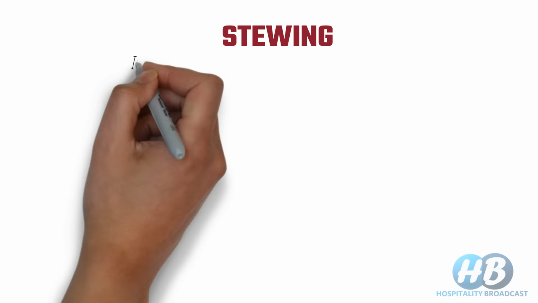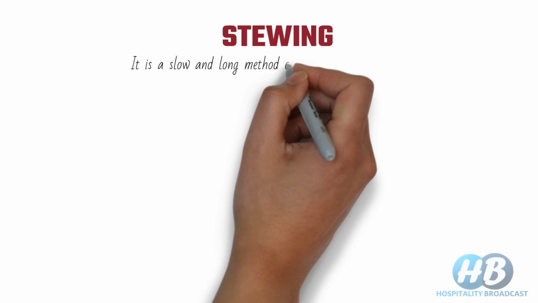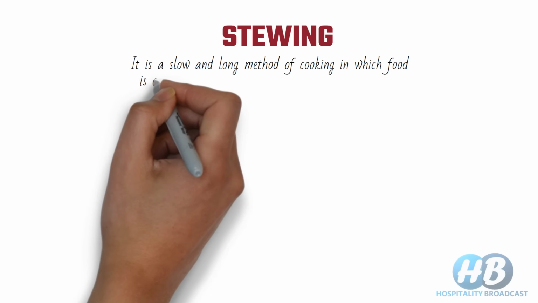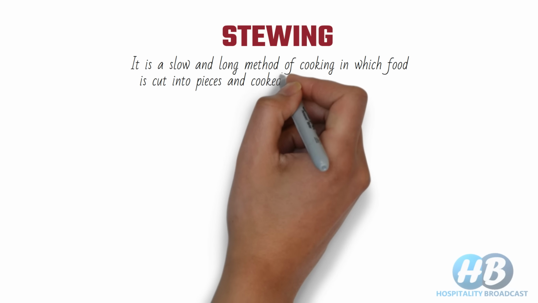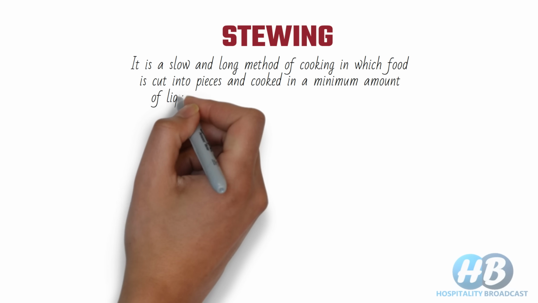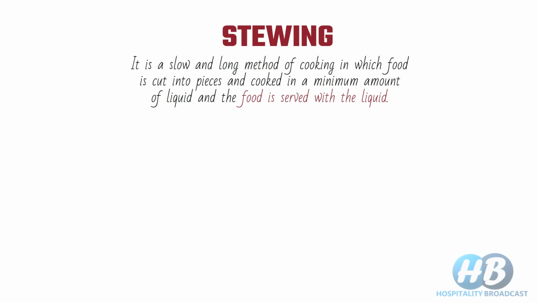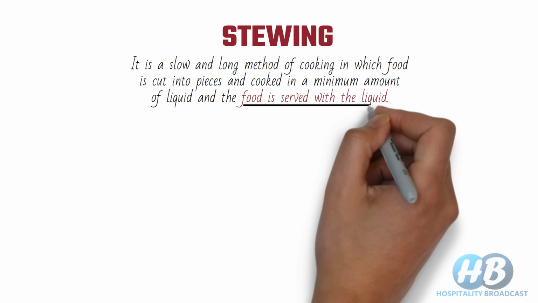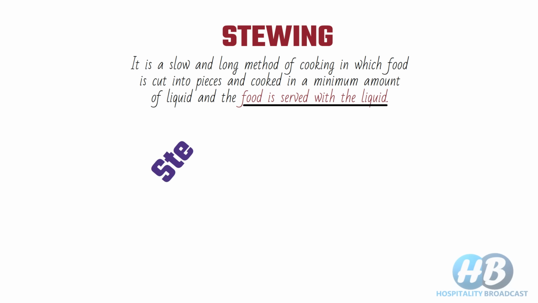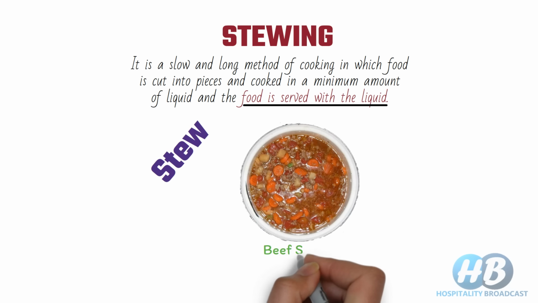Stewing is a slow and long method of cooking in which food is cut into pieces and cooked in a minimum amount of liquid. Here the food is served with liquid. Such a food which is served along with the liquid is called stew. For example, chicken stew.